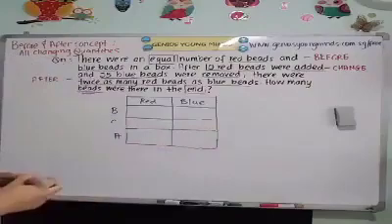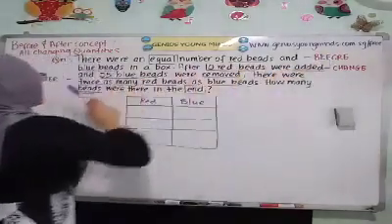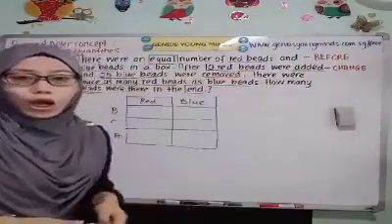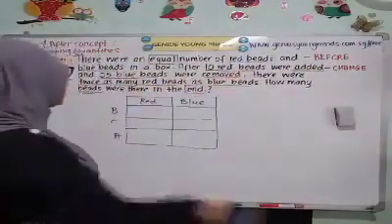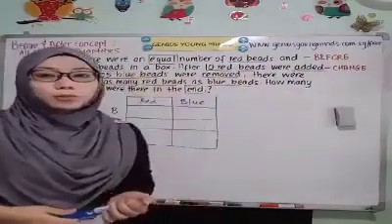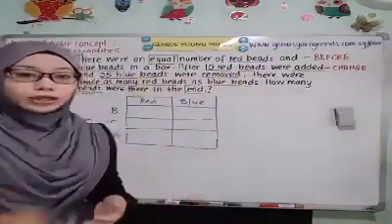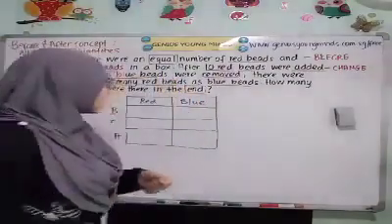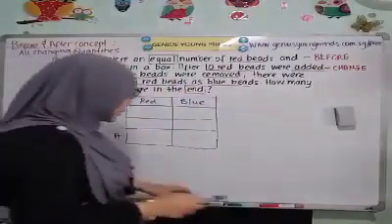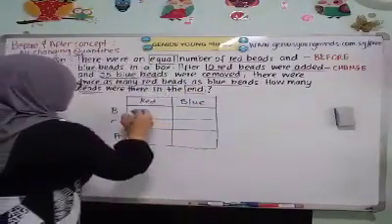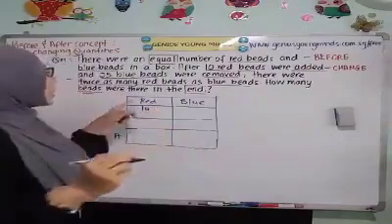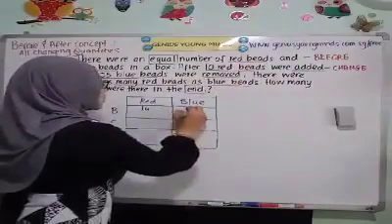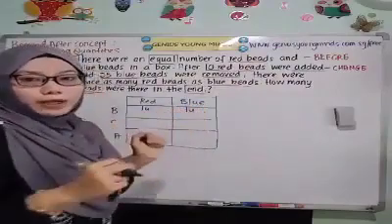Now let's look at the before. They say there were an equal number of red bits and blue bits. Do you know how many units of red bits and how many units of blue bits? You do not know. But what you know is they say equal number of red bits and blue bits. So if you have equal, what do we put inside here? We actually put it as 1 unit of red bits and 1 unit of blue bits.